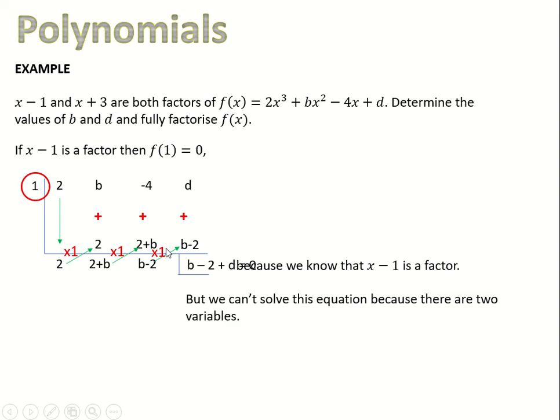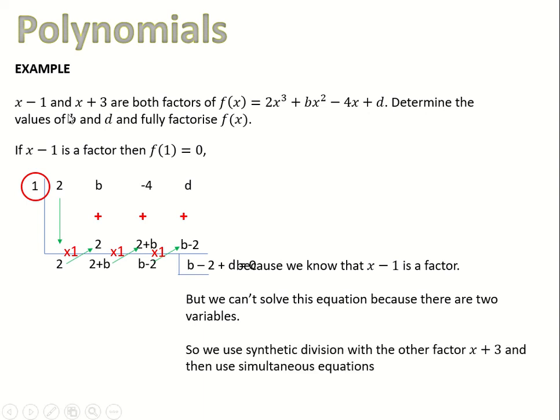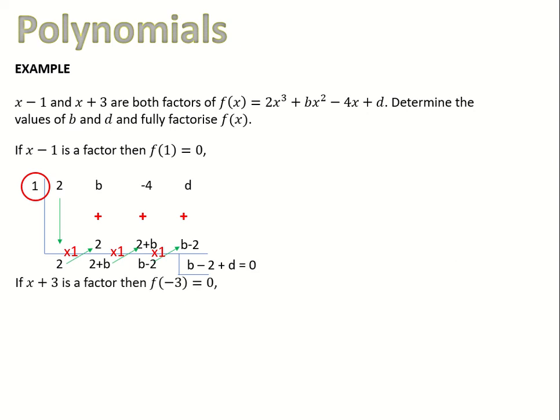We can't solve this equation because there are two variables. When we have two variables in an equation, we need another equation to be able to solve it, and then we do simultaneous equations. Luckily we know there's another factor, in which case we can get another equation in terms of b and d, and solve them simultaneously. Same idea again: if x plus 3 is a factor, then f of minus 3 equals 0. So we're using the minus 3 this time in exactly the same way. 2 times minus 3 is minus 6, plus b is minus 6 plus b, or you could write b minus 6.